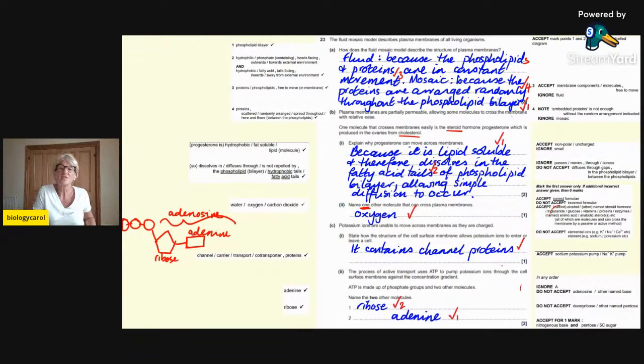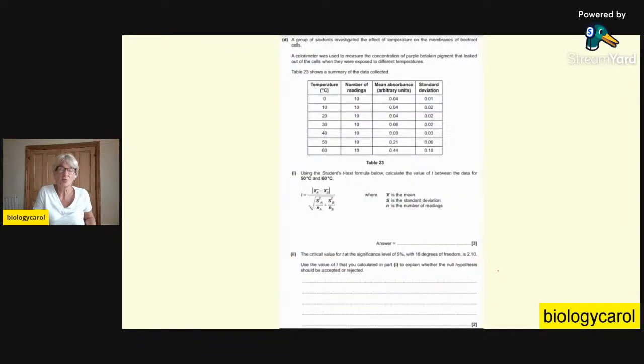A group of students investigated the effect of temperature on the membranes of beetroot cells. This is the good old beetroot practical. A colorimeter was used to measure the concentration of purple betalain pigment that leaked out of the cells when they exposed the cells to different temperatures. And here are the results, or it's a summary of the results. They don't give you the raw data, they give you the mean, and they give you the standard deviation of the data.